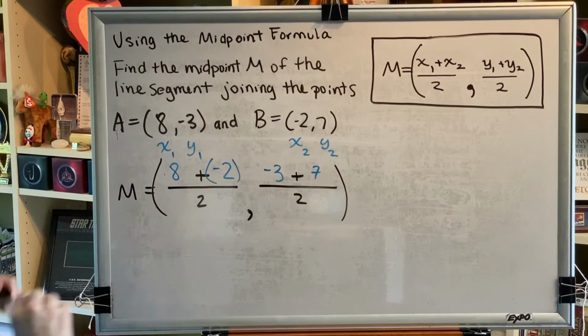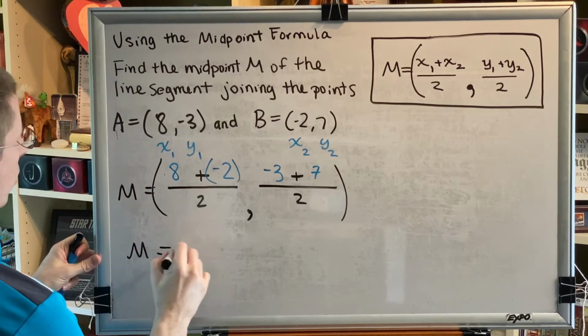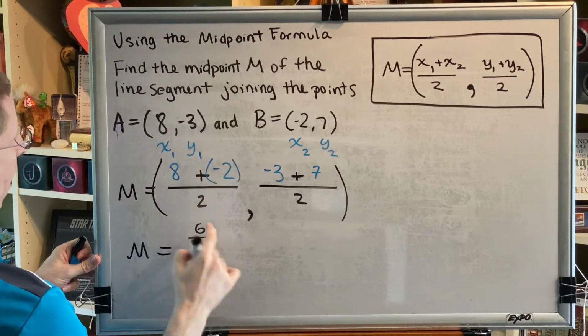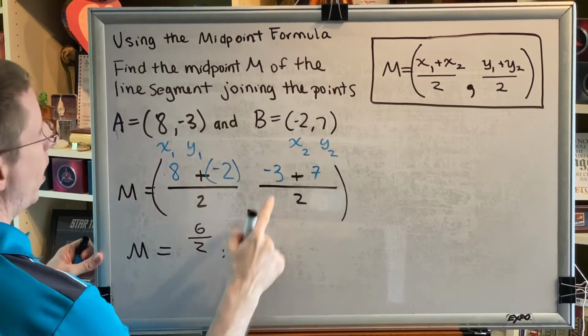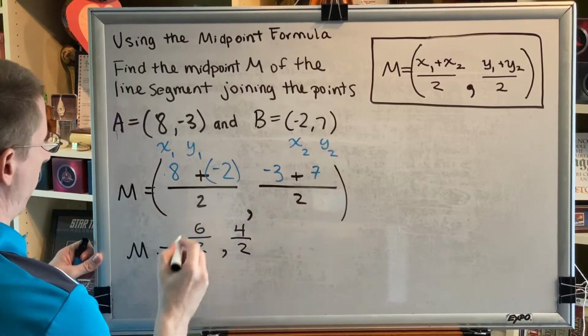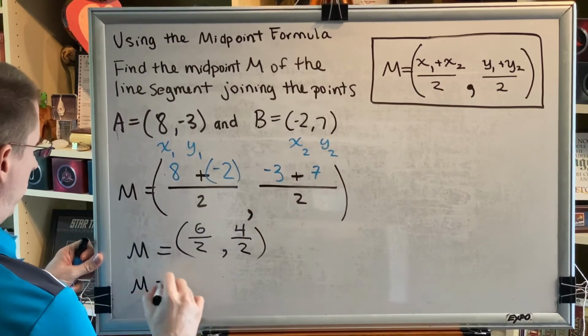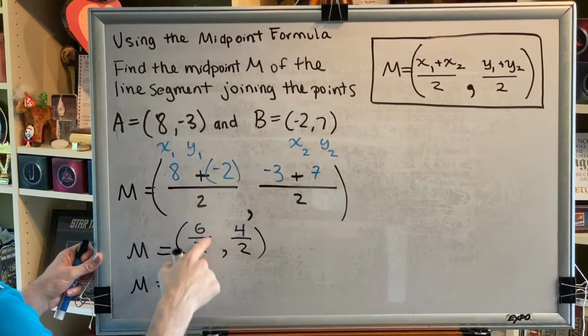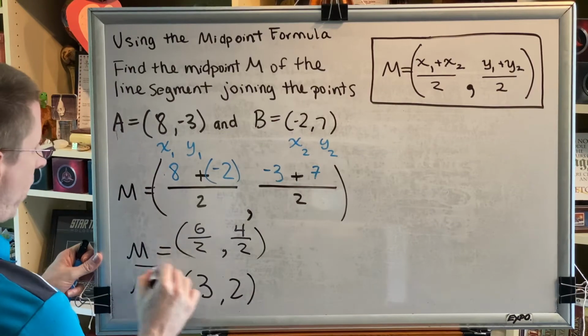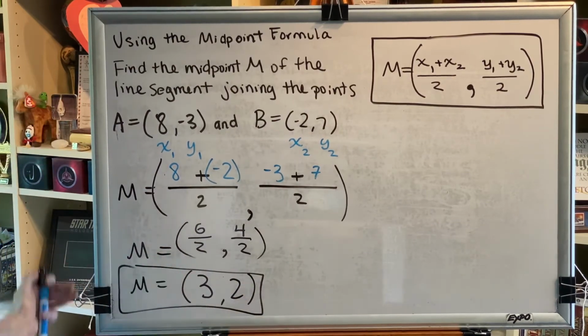Okay, the next step is to simplify. So we have 8 plus -2, which is 6, and that will have to be divided by 2. And -3 plus 7, which is 4, which will also have to be divided by 2. Now divide. 6 divided by 2 is 3, 4 divided by 2 is 2. We get our final answer, 3, 2.